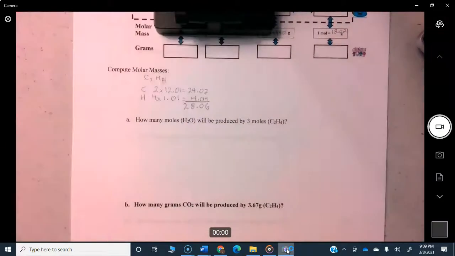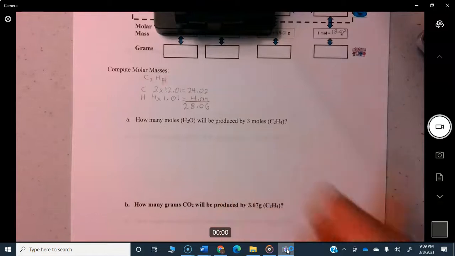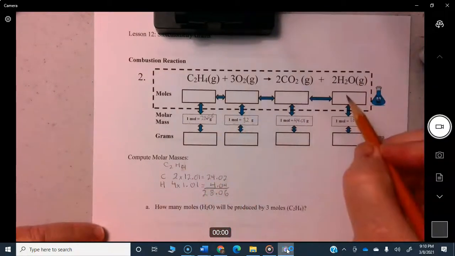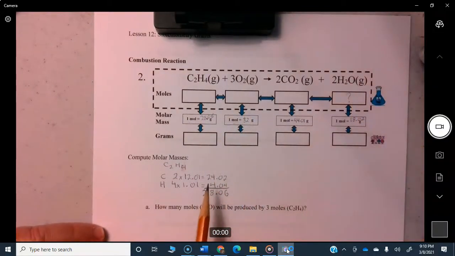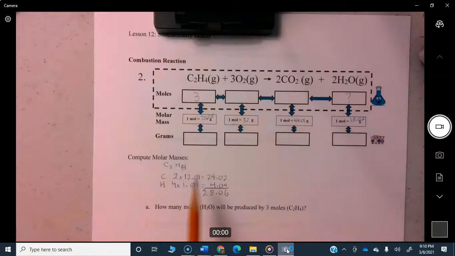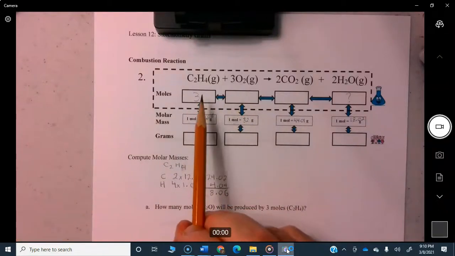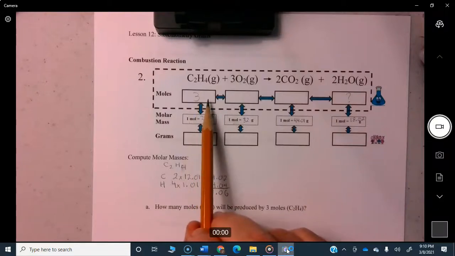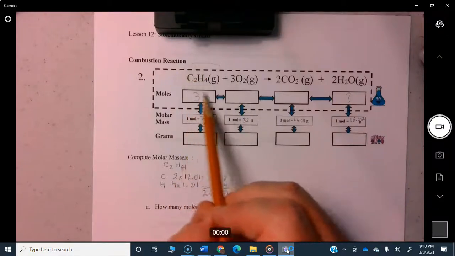So how many moles of H2O will be produced by 3 moles of C2H4? So moles means we're up here in the chemical equation, and they want to know how many moles of H2O. So that's a question mark. And we want to start with 3 moles of C2H4, so there's a 3. Okay, so this is a 1 conversion problem. You're going from moles to moles. Okay, so that's a single conversion, and you're interested in this.